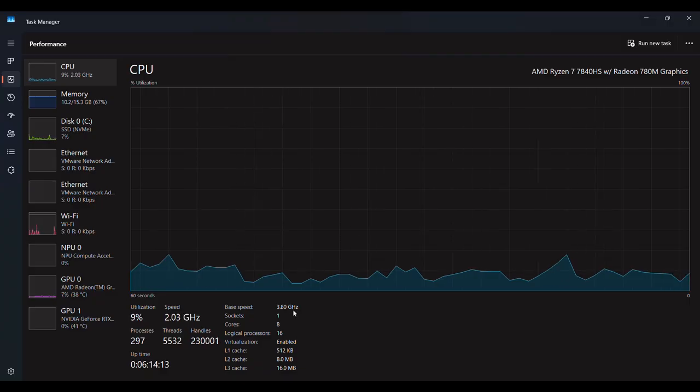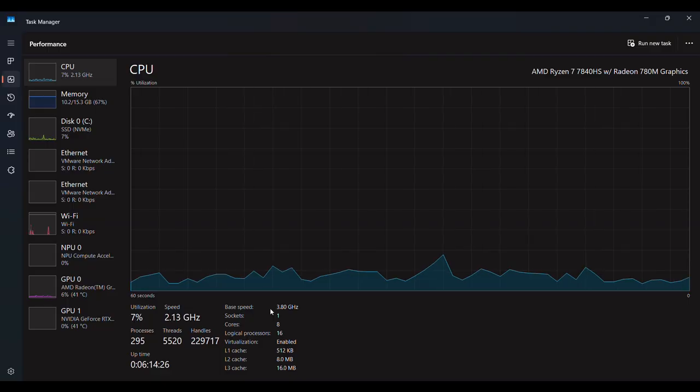The base speed represents the processor's standard designed operating frequency under normal conditions. This serves as a reference point of expected processor performance. Depending on workload and power optimization, the actual speed may operate below or above base frequency temporarily. Modern CPUs use technologies such as boost clocks and dynamic frequency scaling to optimize performance and efficiency.